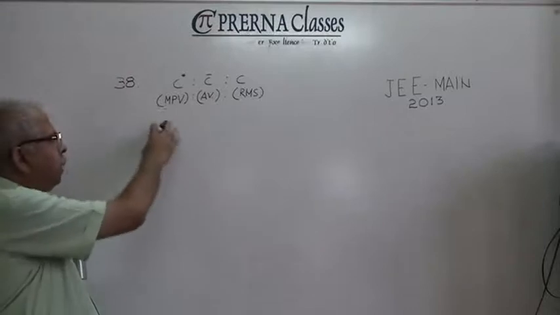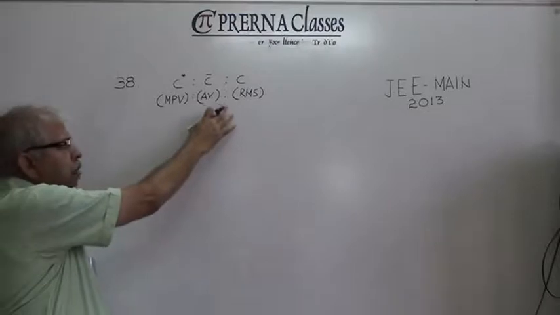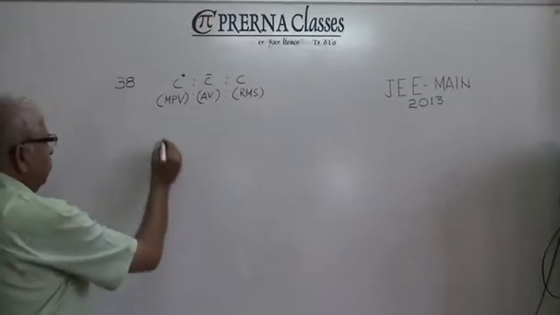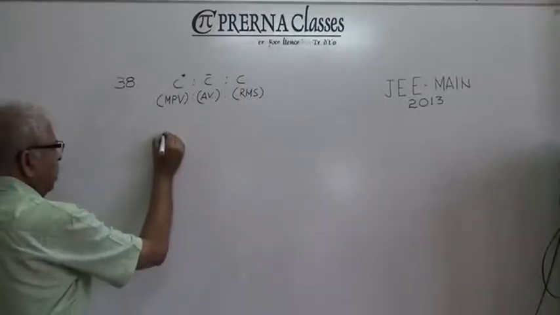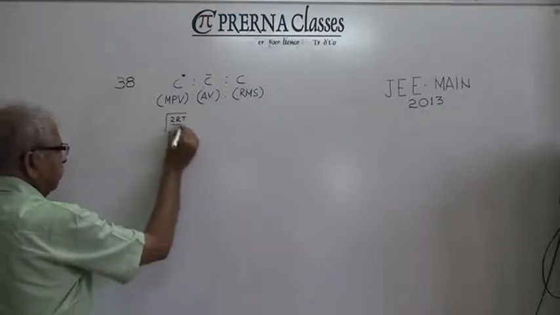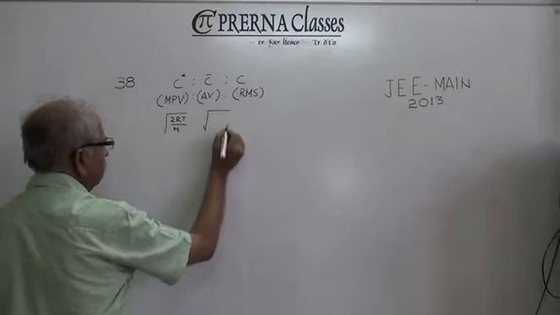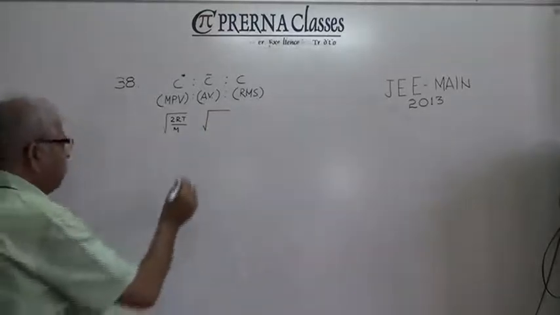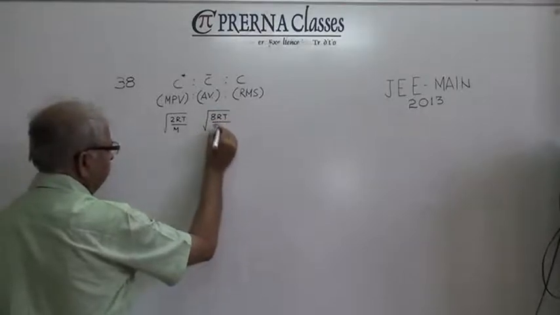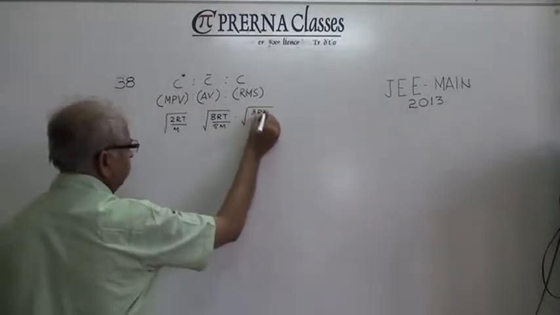The ratio of most probable velocity to average velocity to RMS, and 4 options are given. Now, root over 2RT by M, root over 8RT by pi M, is to root over 3RT by M.